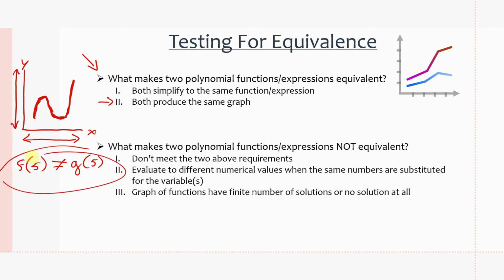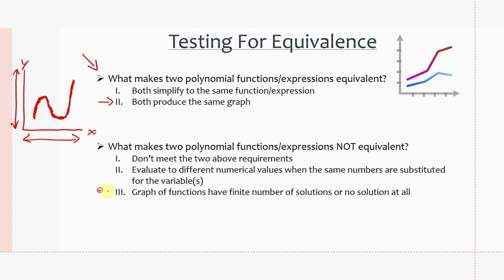So if we were doing a question testing for equivalence, we would plug in a few different values for x, and if we find that this is true for one of them, then we can say that the two polynomials are not equivalent. Okay?